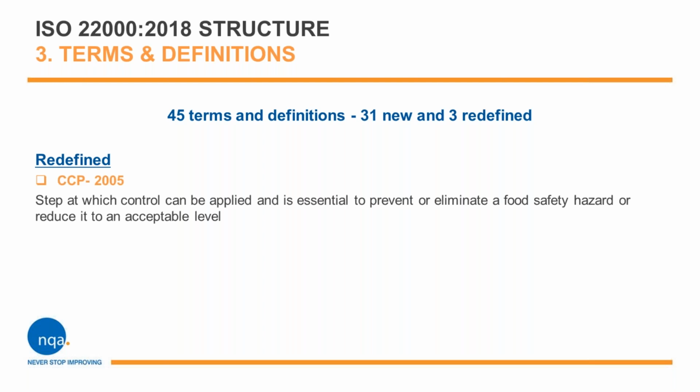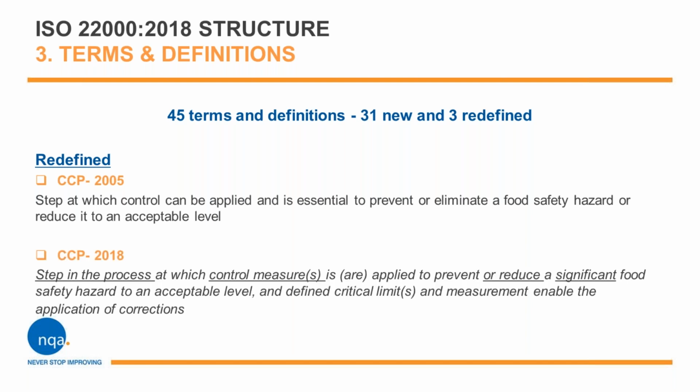So we have here critical control point. Of course, I'm going to be talking about CCPs and OPRPs because we all know that many people still struggle to know the difference between them. Critical control point in 2005 was considered as a step at which control can be applied and is essential to prevent or eliminate a food safety hazard or reduce it to an acceptable level. Now, as part of the version 2018, we have a CCP defined as a step in the process at which control measures are applied to prevent or reduce a significant food safety hazard to an acceptable level.